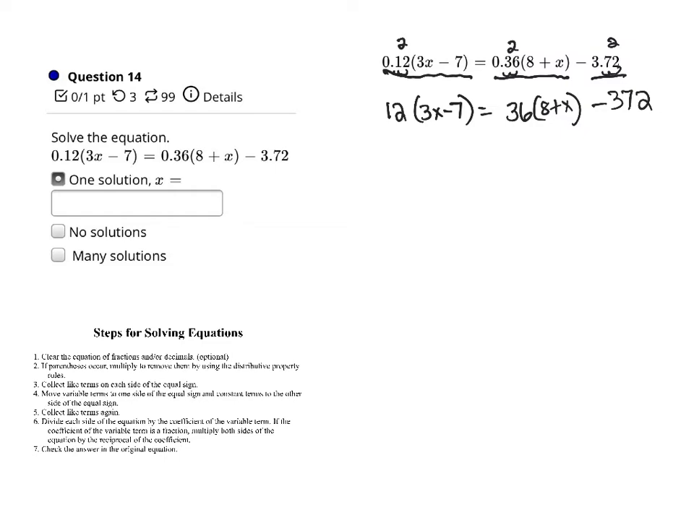So 12, and I'm multiplying the 12 times what's here. 12 times 3 is 36x. 12 times negative 7, that would be a negative 84. Use your calculator if you need to. No harm in that. Then I want to multiply 36 times what's in here. 36 times 8. Let's see. 8 times 6 is 48. Carry the 4. 24 plus 4 is 28, so 288. Plus 36x minus 372. And double check my math.